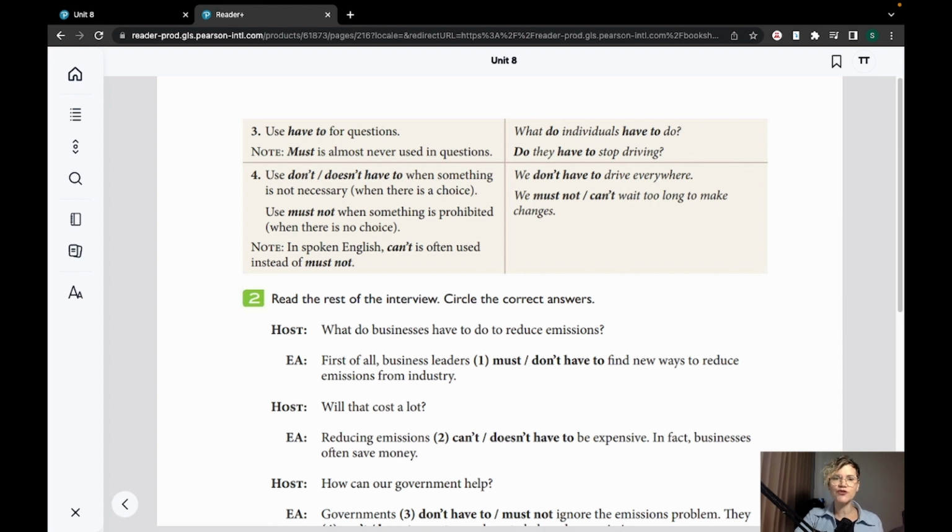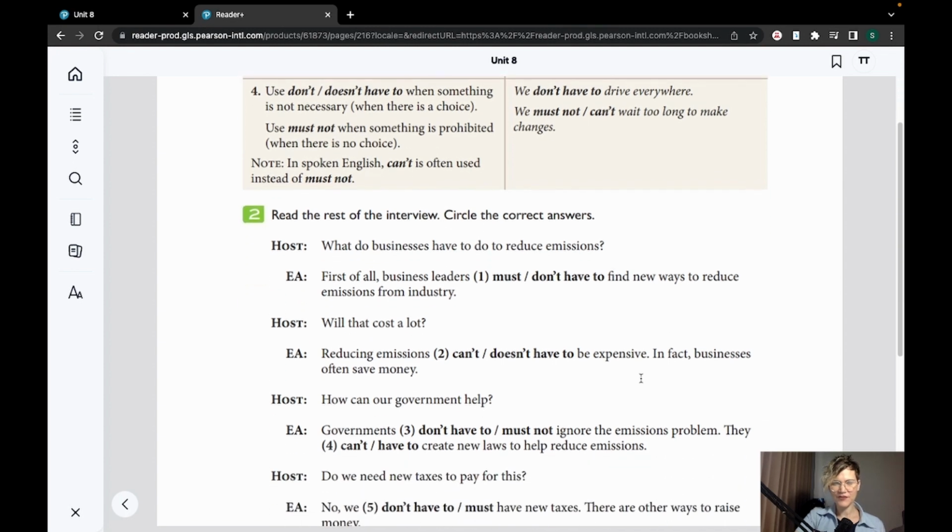And number 4, use don't or doesn't have to when something is not necessary. Obviously, when there is a choice, such as we don't have to drive everywhere, or we must not, or we can't wait too long to make changes. So use must not when something is prohibited. There's no choice. So when there is a choice, you can say don't and doesn't have to, but where there is no choice, you say must not. We must not, or we can't wait too long. No choice. So in spoken English, can't is often used instead of must not. So you kind of have to remember that to know how to answer.